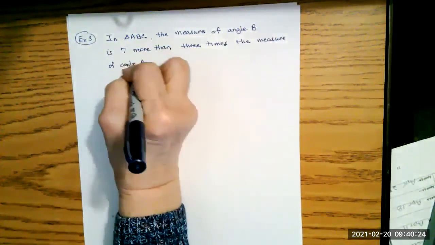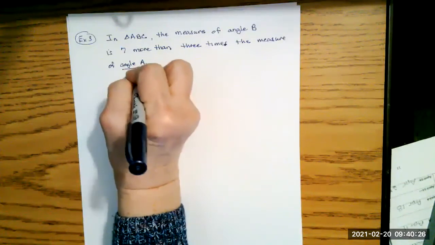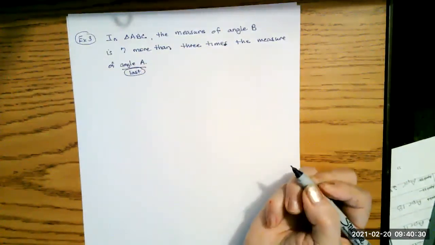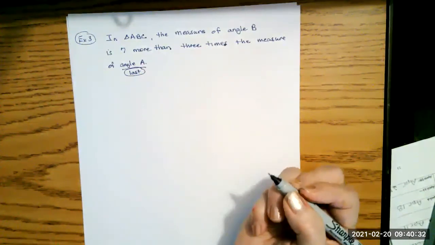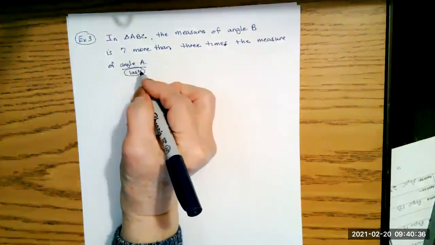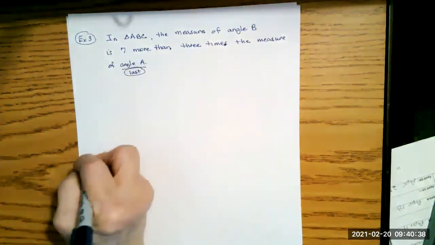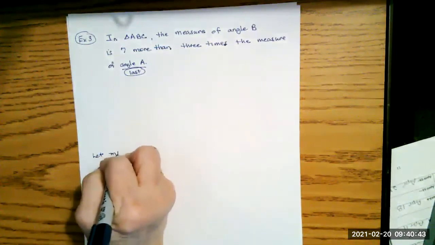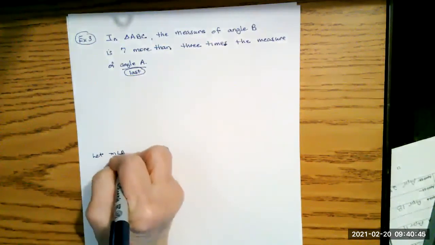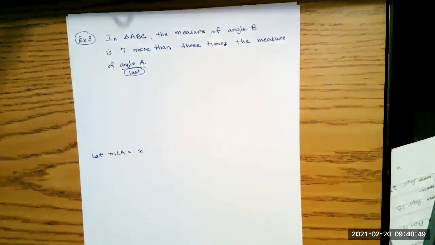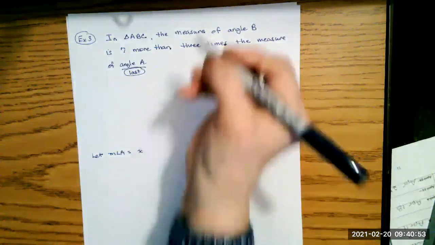See how angle A is mentioned last in this first sentence? See how it's last? That's what you want your variable to be, because it's mentioned last in the first sentence. So I'm going to let the measure of angle A, I'm using a little m there for measure of angle A, be x. Now, you go back and read your sentence and see if you can figure out anything else.